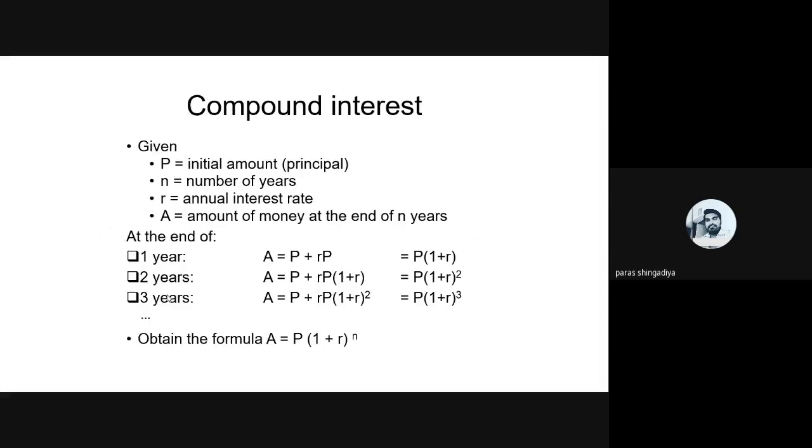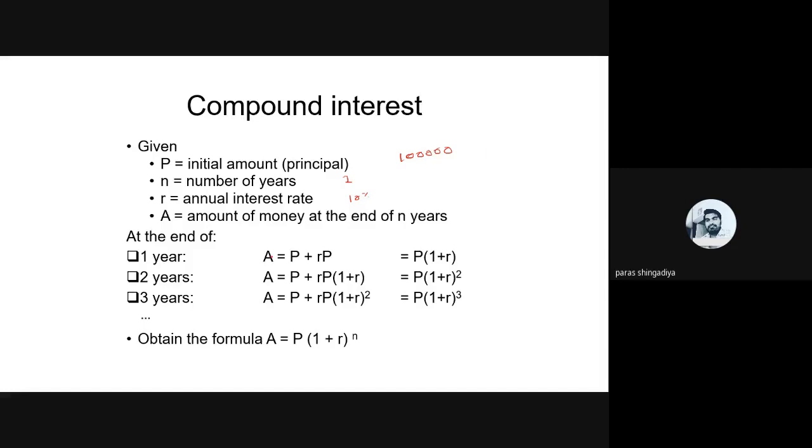Then after that, compound interest. The compound interest formula is also one of the recurrence formulas. If we have the data as the initial amount, let us take 1 lakh, and you invest it in any bank. N is the number of years, R is the annual interest rate, and A is the amount of money at the end of the year. For example, if you invest this 1 lakh for 1 year with an interest rate of 10%, after the 1 year you will get 1 lakh 10,000.